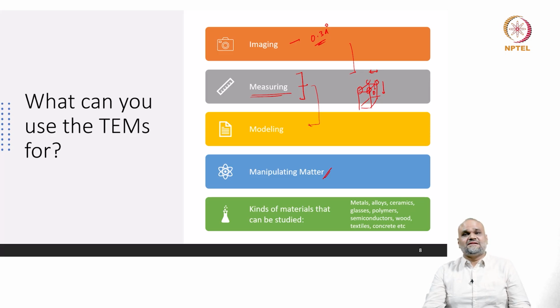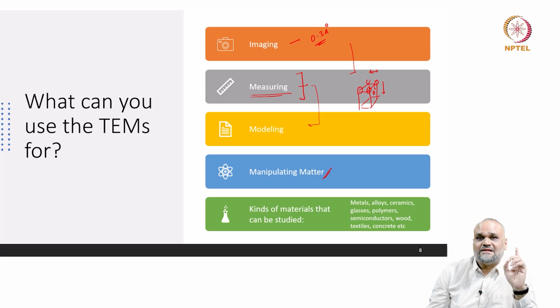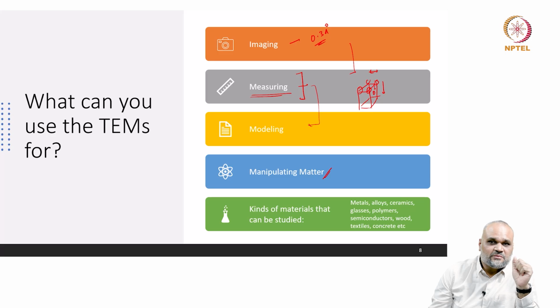Now, what kind of materials can you study? I'll be very careful when I'm making this statement here. I have written the whole spectrum of all kinds of materials that you can see: metals, alloys, ceramics, glasses, polymers, semiconductors, wood, textiles, concrete, etc. But you can study all these materials if and only if you prepare the specimen in the most appropriate way. There are a few limitations on the size of the sample that you can use. I'll come to the limitations of the technique very shortly.